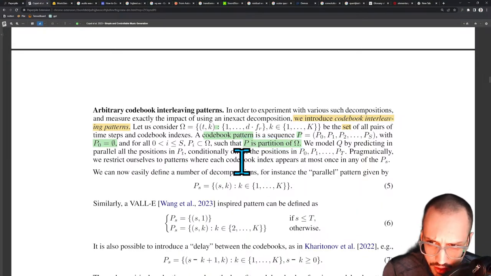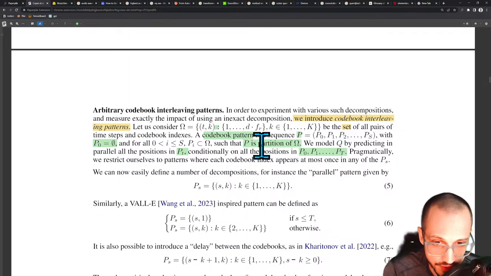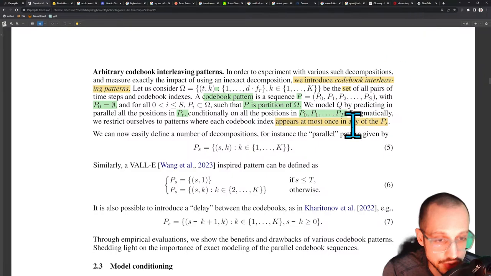So now that we know what a partition is, they're calling it a codebook pattern, but P is a partition, so it's really a codebook partition. We model Q by predicting in parallel all the positions in PT, conditionally on all the positions in P0 to PT. So they're going to have some model which is going to try to predict PT conditioned on all the previous P's. And notice here how it's not P0 to PT minus 1, it's all the way to PT. So it's conditioning on all of these codebook partitions. Pragmatically, we restrict ourselves to patterns where each codebook index appears at most once in any of the PS. This is consistent with what we just read, where each element can only appear in one partition.